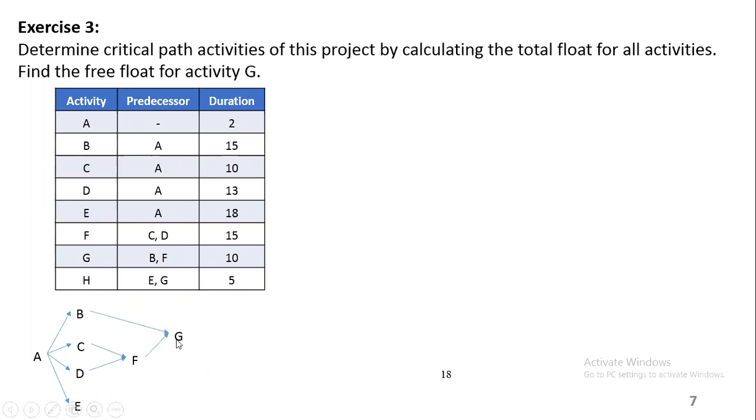And then H. H is taking E and G. It can come somewhere there. You can put it somewhere here. Okay, so now we have a sketch for the network. So now we just need to put it in the other format, where we do the forward and backward pass.